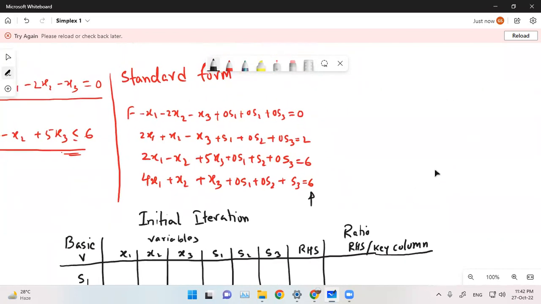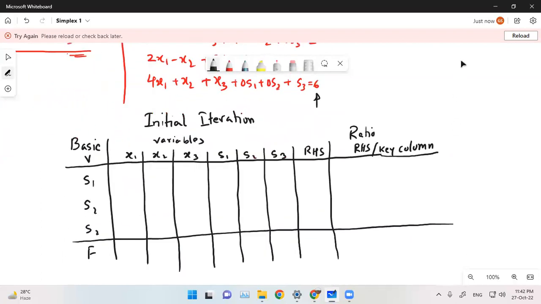The first one, basically this one here: -1, -2, -1, then 0, 0, 0. So we write it here: -1, -2, -1, then 0, 0, 0. And the right-hand side value is also 0.